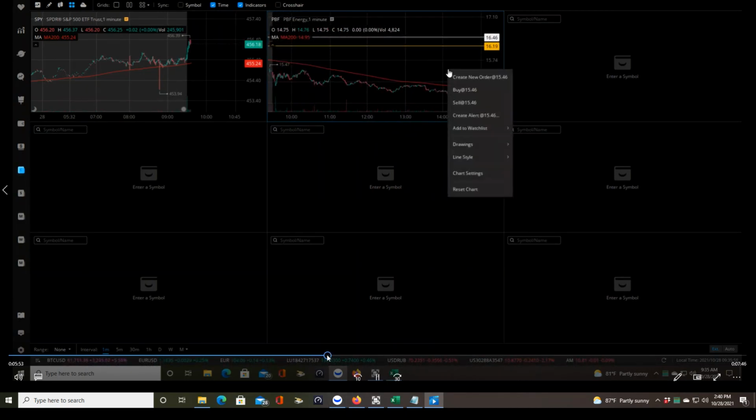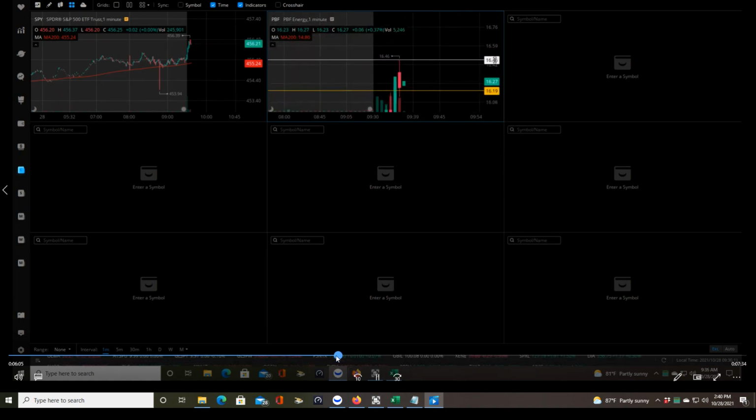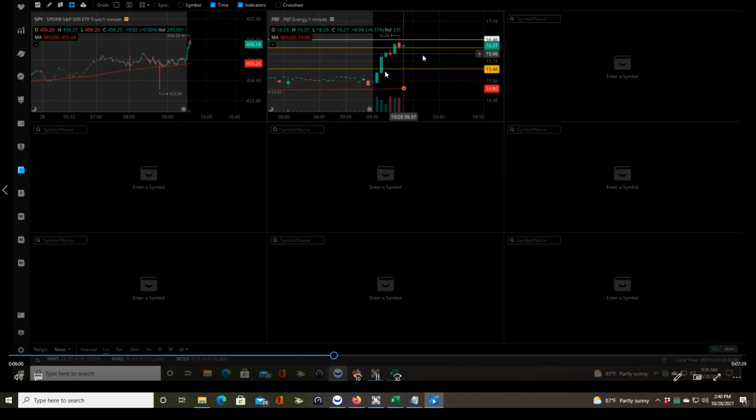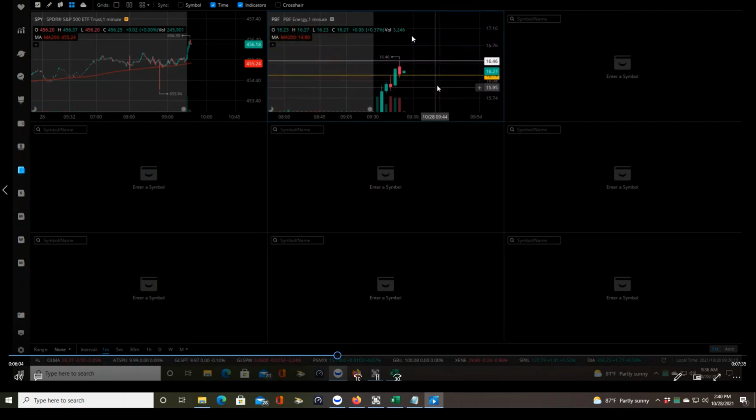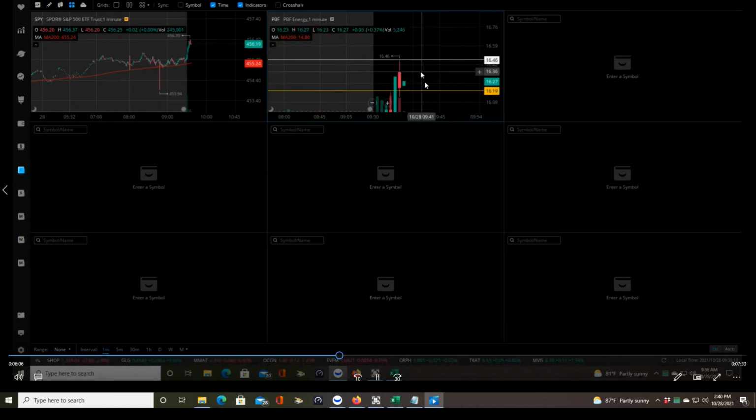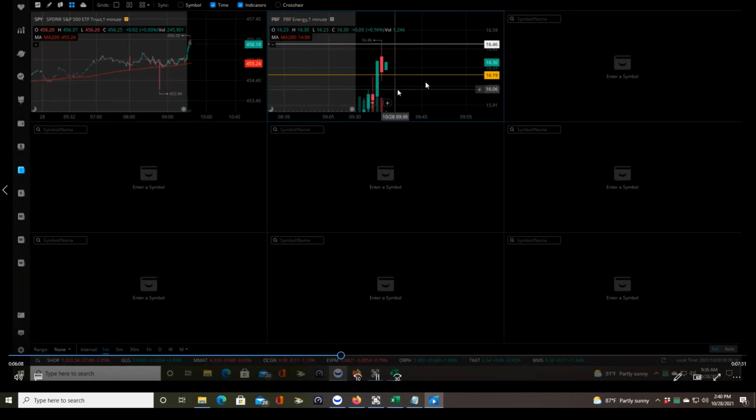Here I'm just looking for the previous high. Let me just fast forward. So now I have previous high, first high of day, and then that white line is the second high of day. That is when I can look for an entry on these small cap stocks according to my plan.